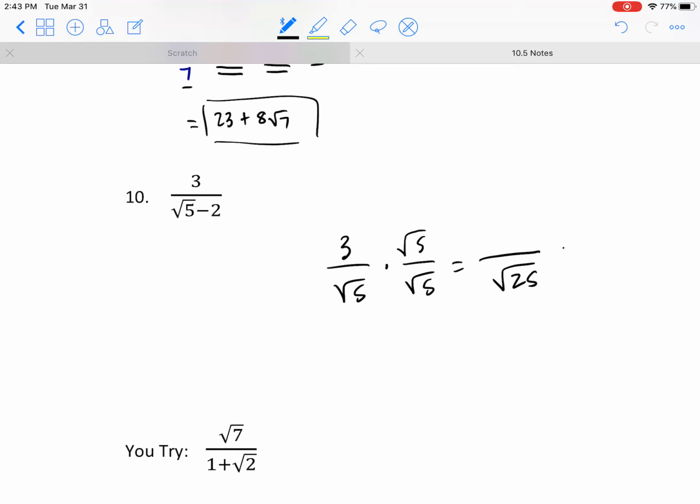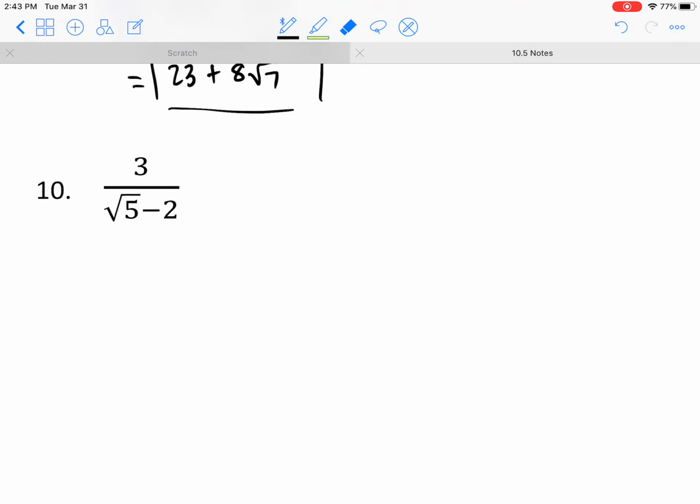If I had a 3 over just a radical 5, I said, well, let me multiply by a radical 5 and a radical 5, because that would give me a radical 25 in the bottom, and the square root of 25 is 5, right? That's the goal. Make a rational number versus an irrational number in our denominator. Well, I can't just use a radical 5. I can't just use a single term to make this denominator rational. So what we're going to use is the conjugate.